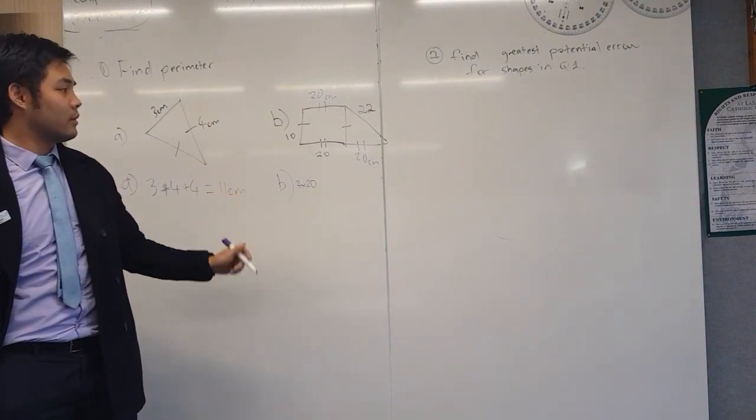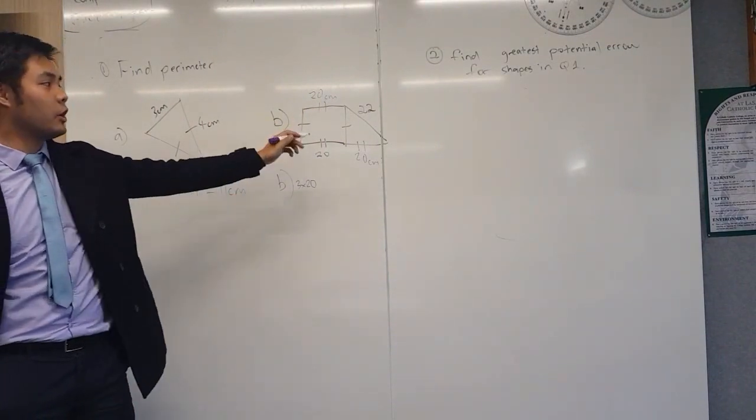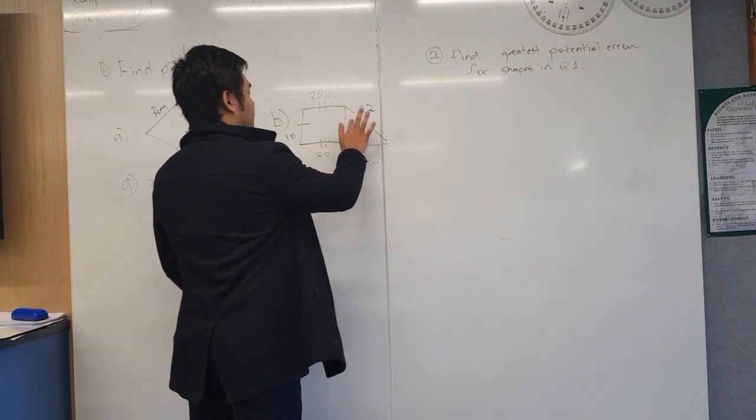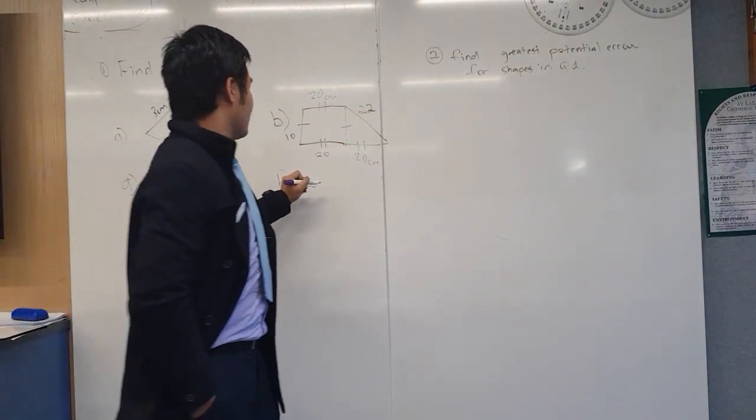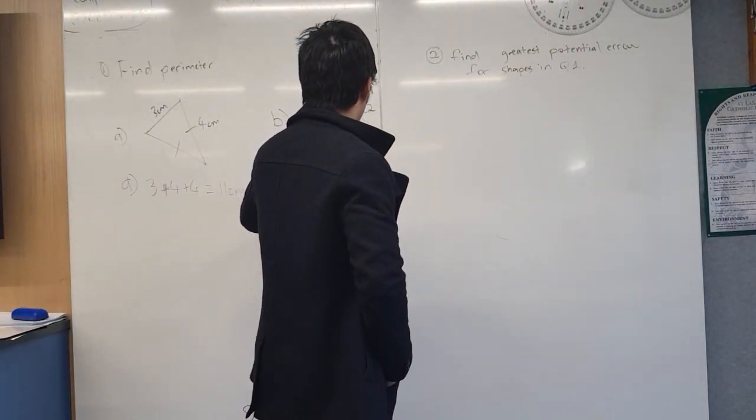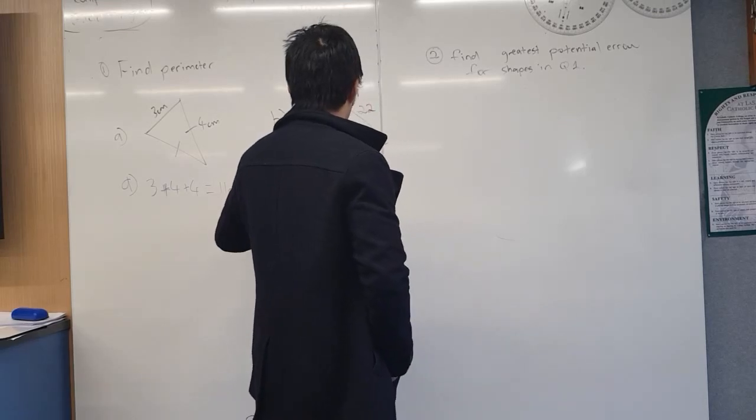So do you add the line on the inside as well? Which one? That line on the inside? No, you don't. So how much do you get? Okay, so plus 10 and then plus 22. What's that equal to?